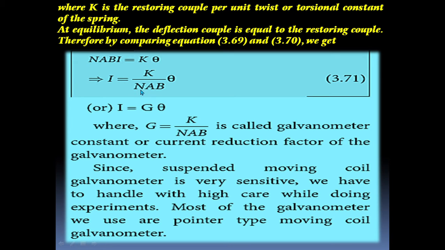K is the restoring couple constant. N is the number of turns, also constant. The area of the rectangular coil is also constant, and the magnetic field is also constant. So only the deflection changes. That is why K divided by NAB can be written as capital G. Capital G is the galvanometer constant or current reduction factor of the galvanometer. Since a suspended moving coil galvanometer is very sensitive, we have to handle it with high care during experiments. Most of the galvanometers we use are pointer type moving coil galvanometers.